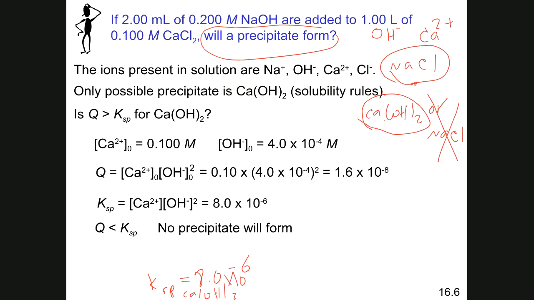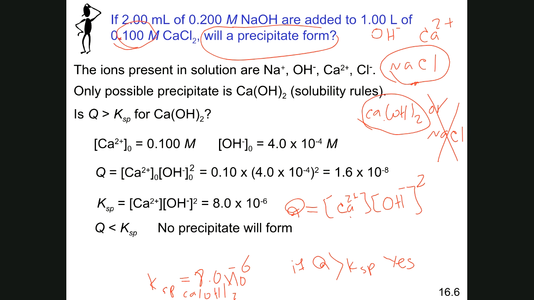Now we need to find the value for Q. Q for calcium hydroxide is going to be the concentration of the calcium ion, Ca2+, times the concentration of the hydroxide ion squared. Now, once this value is calculated for Q, we compare it. If Q is greater than Ksp, then yes, a precipitate will form. So in order to calculate the Q, we need the concentration for Ca2+. We already have the concentration for Ca2+ because we know we have the 0.1 molar.